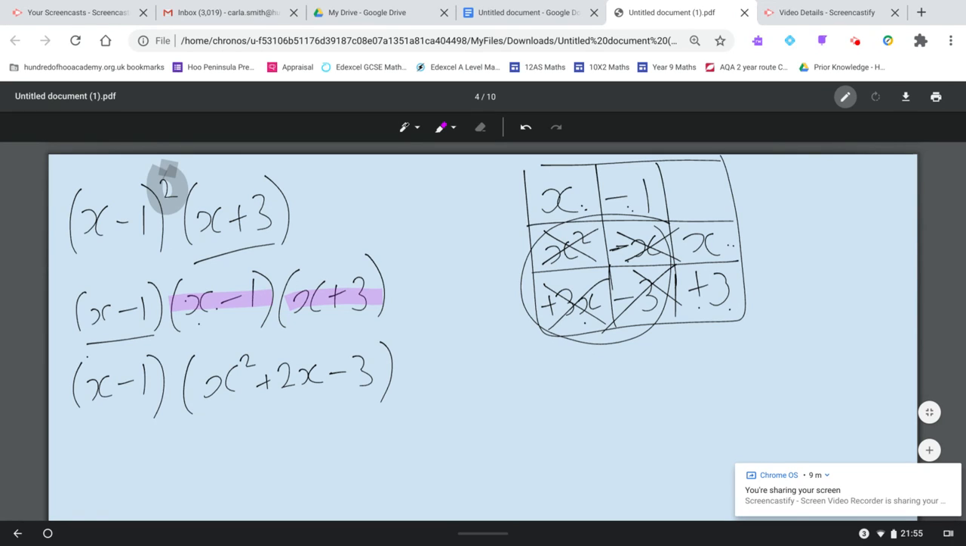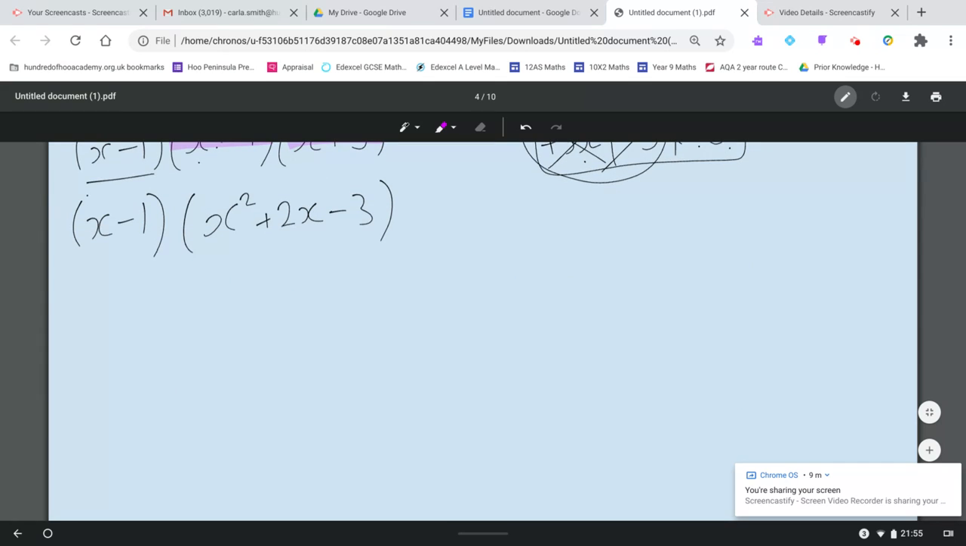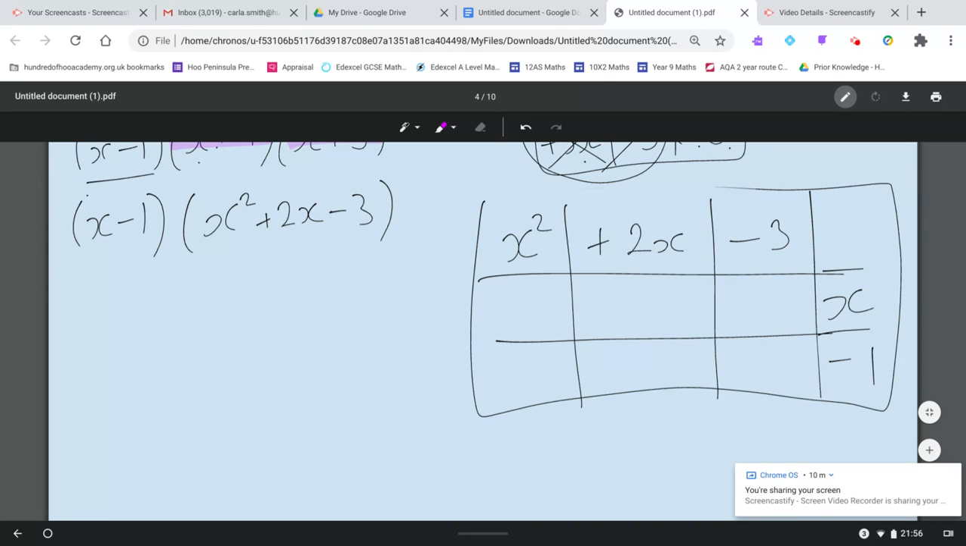Okay, so again, I'm just going to make myself a table. I'm going to put the long one at the top this time. Why not? So x squared plus 2x minus 3. And then you've got x and then minus 1 in front. So we're going to multiply this all out. Okay, so x squared times by x gives me x cubed.